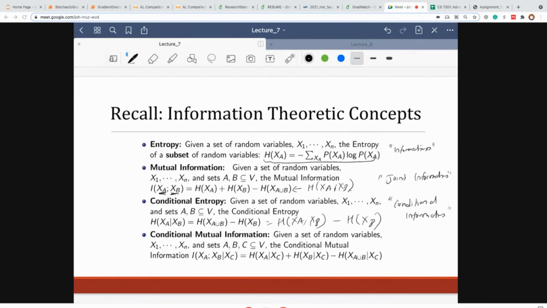Finally, we have the conditional mutual information, which is the mutual information between A and B conditioned on C. This is nothing but the conditional entropy H of X_A given X_C plus H of X_B given X_C minus H of X_A comma X_B given X_C. This is the joint entropy conditioned on C. So this is the conditional joint information. It's conditioned on C, but joint with respect to A and B. Any questions on this?